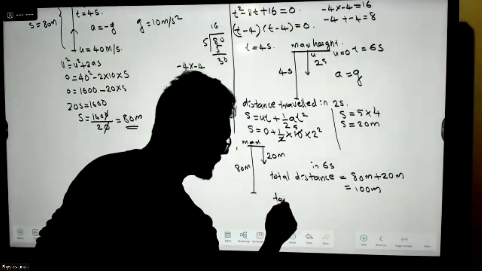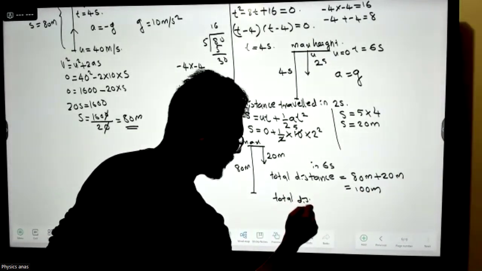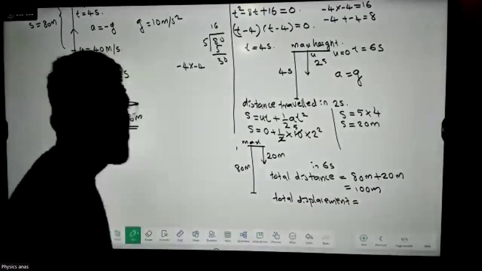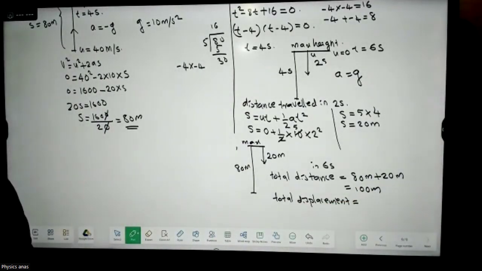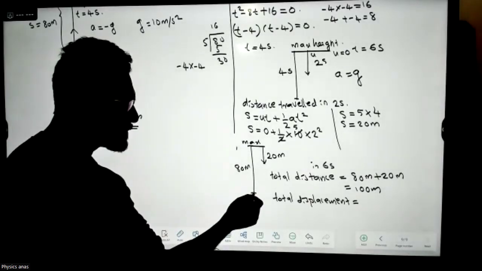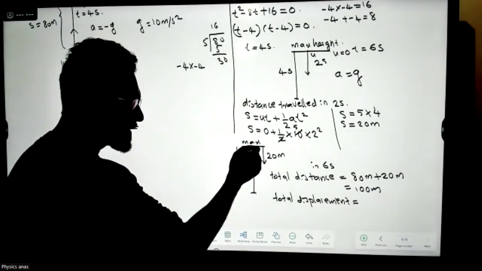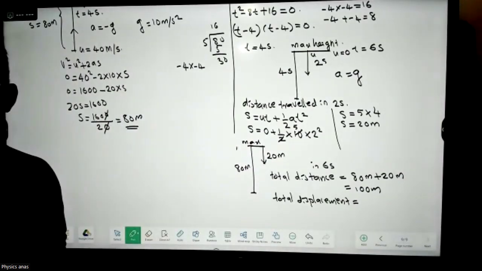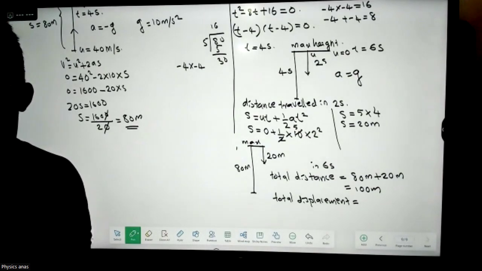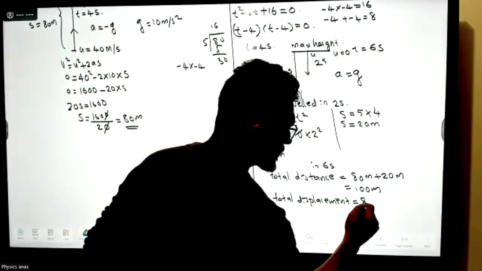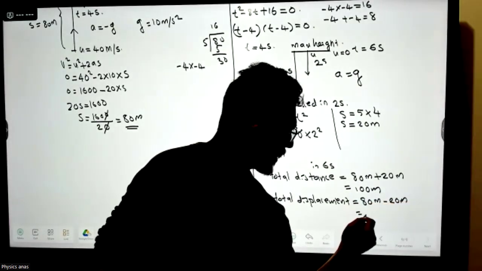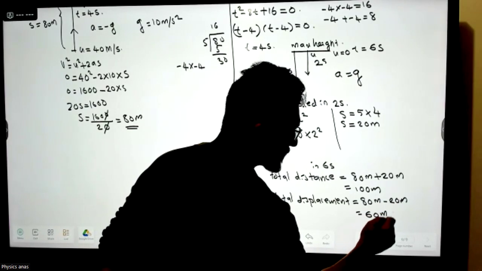And what is total displacement? It has started from this point and it has reached this point and it is returning from that point. So what is total displacement? Yes, 80 meter minus 20 meter. So you will get 60 meter as total displacement.